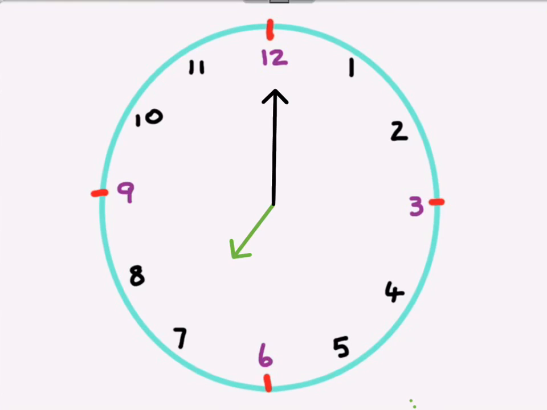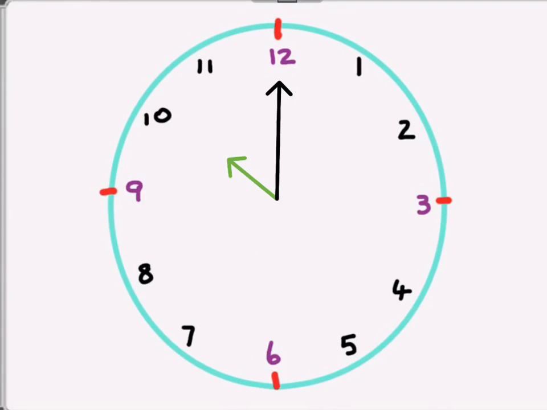What do you think this one would be? We know it's going to end in o'clock because it's pointing at the 12. So it's going to be, this one's looking at the 7. It's going to be 7 o'clock. The hour hand is pointing at the 10. So we're going to say it is 10 o'clock.